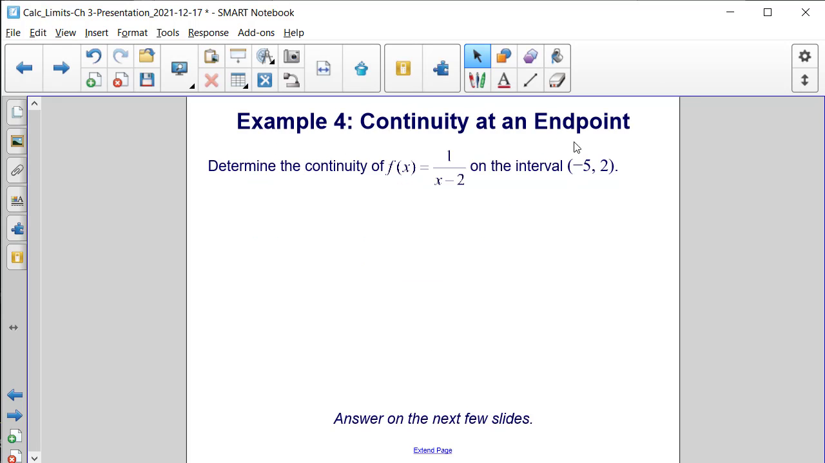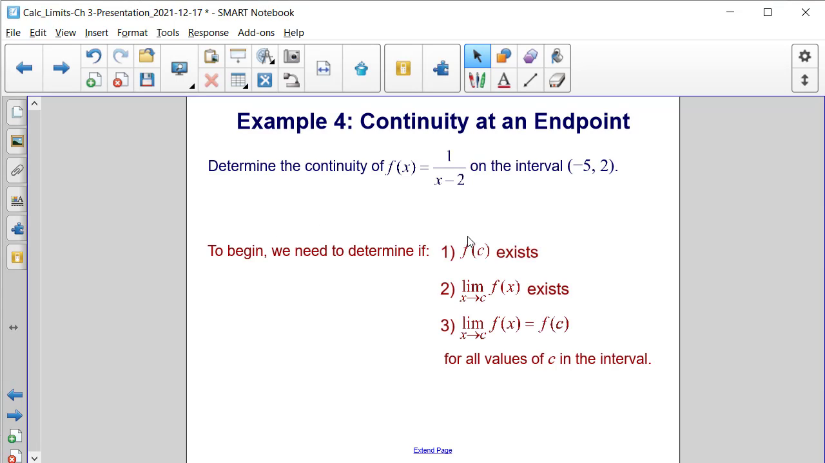Let's try this example for continuity at an endpoint. Determine the continuity of f of x, which is equal to 1 divided by the quantity x minus 2, on the interval that's open on both sides from -5 to 2. Let's see what happens. To begin, we need to determine if the function value at c exists, the limit of f of x as x approaches c exists, and the limit of f of x as x approaches c is equal to the function value at c for all values of c in the given interval.